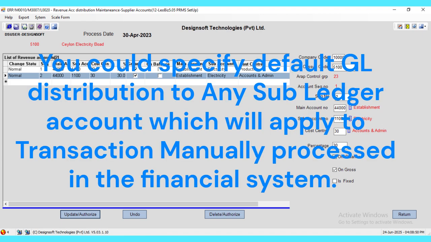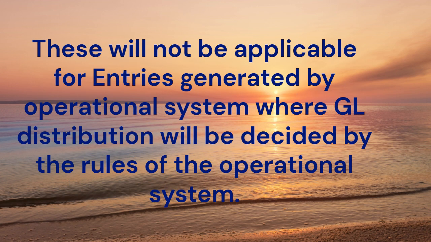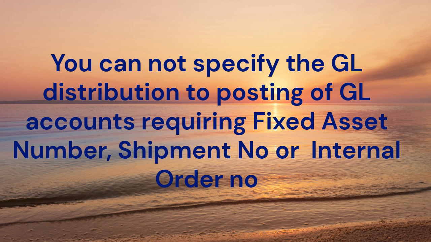You could specify default GL distribution to any subledger account, which will apply to transactions manually processed in the financial system. These will not be applicable for entries generated by operational system, where GL distribution will be decided by the rules of the operational system. You cannot specify the GL distribution to posting of GL accounts requiring fixed asset number, shipment no or internal order no.